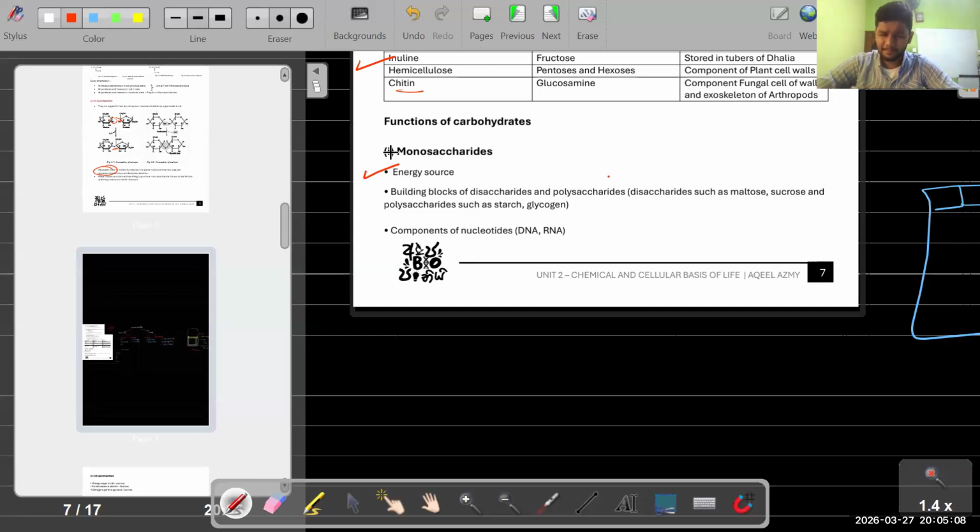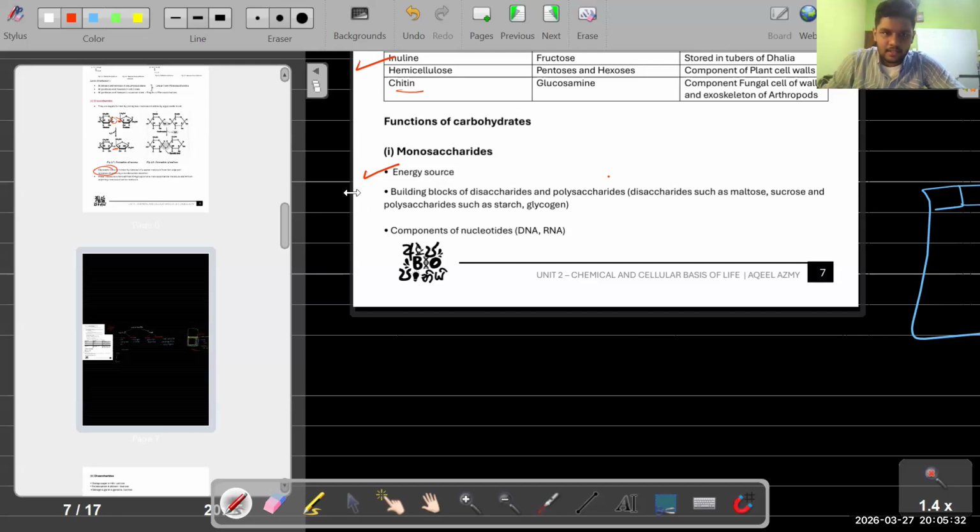It gives us energy. Simply remember glucose. In sports, why are we consuming glucose? Because it's a source of energy. It gives us energy. So I hope this first point is not that complex for you. I hope it's clear. Let's go to the second point.